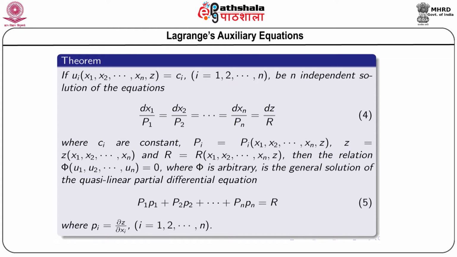So, if the u_i's are the solution of the simultaneous equation 4, then the solution of the quasi-linear equation written in equation number 5, P1 p1 + P2 p2 + ... + Pn pn = R, is given by φ(u1, u2, ..., un) = 0, where these p_i's in equation number 5, small p_i's, are the derivatives of the dependent variable z with respect to the independent variable x_i, i = 1 up to n.